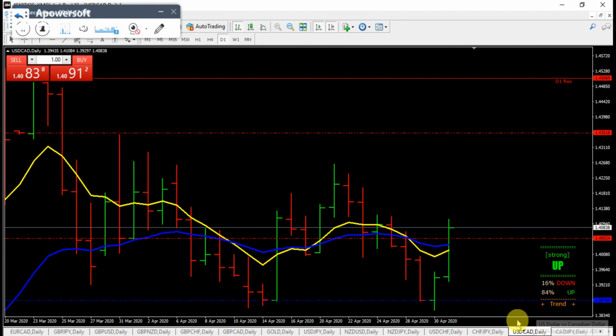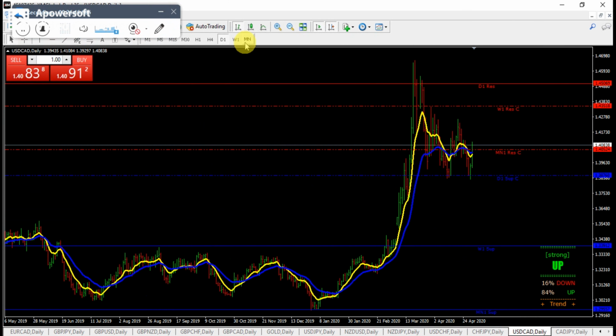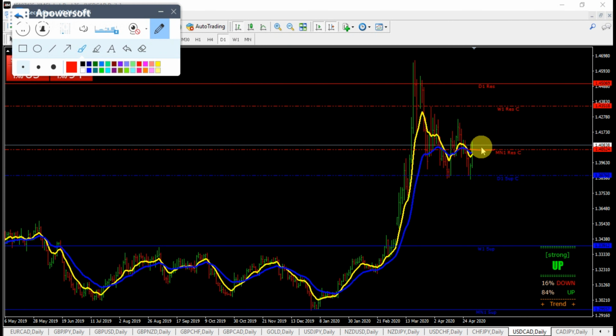USD CAD, as I explained in my previous analysis, I'm expecting CAD to go down. Why I'm expecting this, let me zoom out. As you can see, right now CAD is nearly at my monthly resistance. So what I'm expecting, if it comes up to this level, then I'm going to sell, or if it breaks above this monthly level, then I'm going to sell. Because from USD CAD I'm expecting again 1000 pips in the long term, and it will go down.